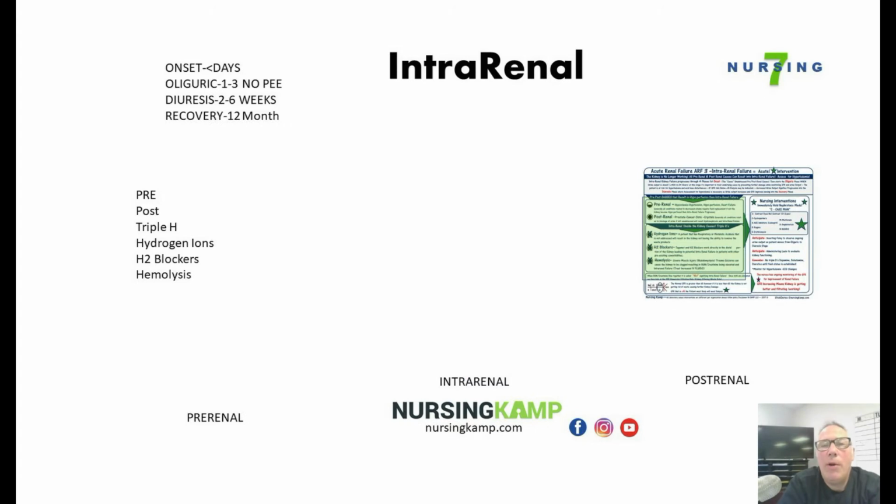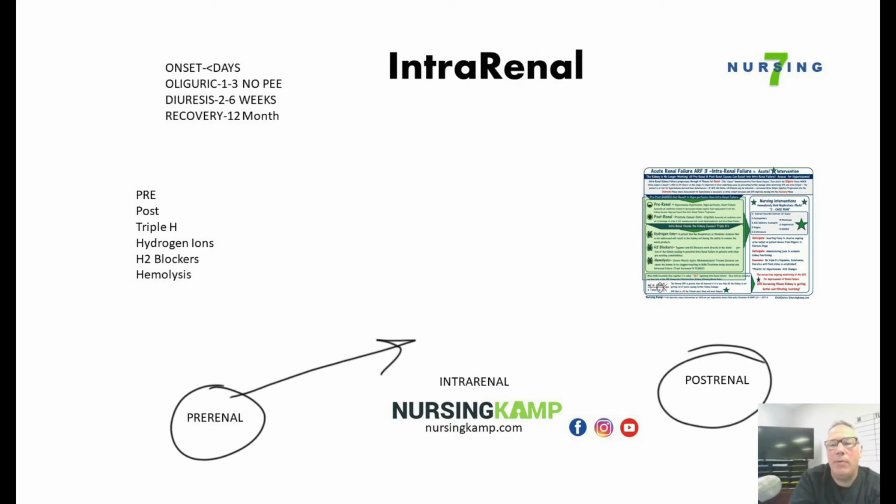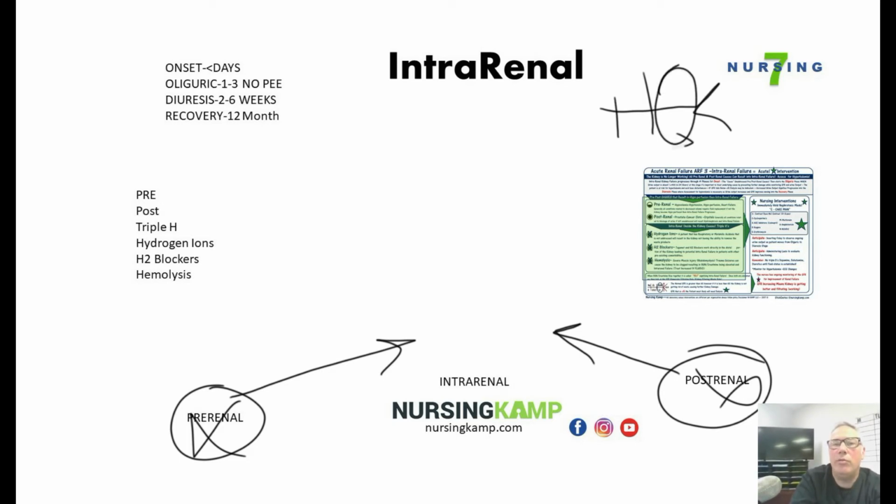Now, when we're talking about intrarenal problems, we're talking about inside the kidney. And as we talked about previously, we said that intrarenal problems could either be a pre-problem that hasn't been addressed or a post-problem that hasn't been addressed. And if those aren't addressed, they can become intrarenal. And how do we know that that's an intrarenal problem? Well, once the BUN and creatinine are elevated, that's an intrarenal problem.